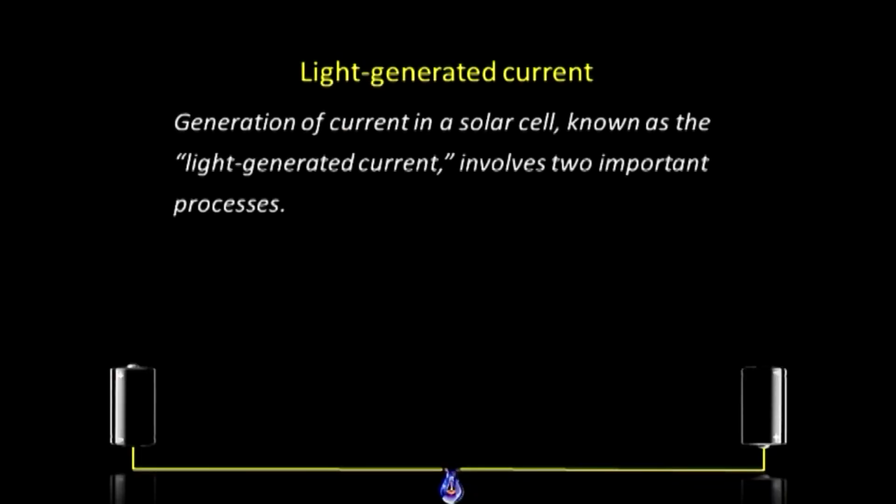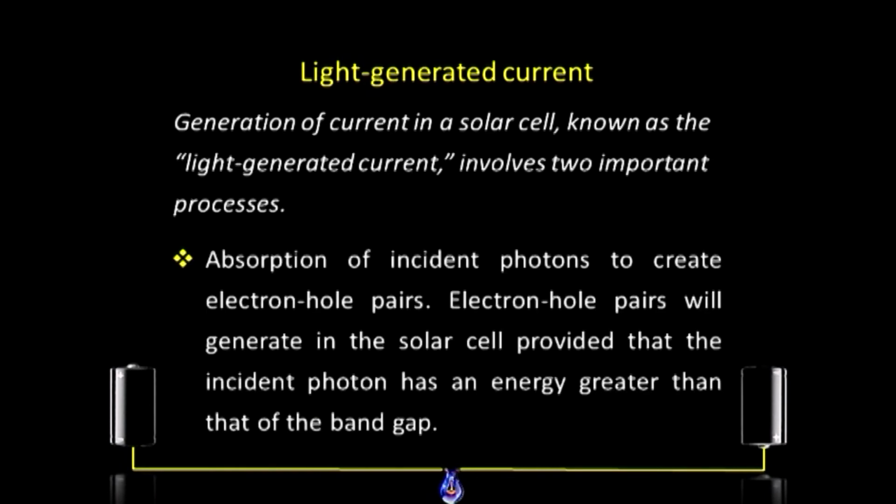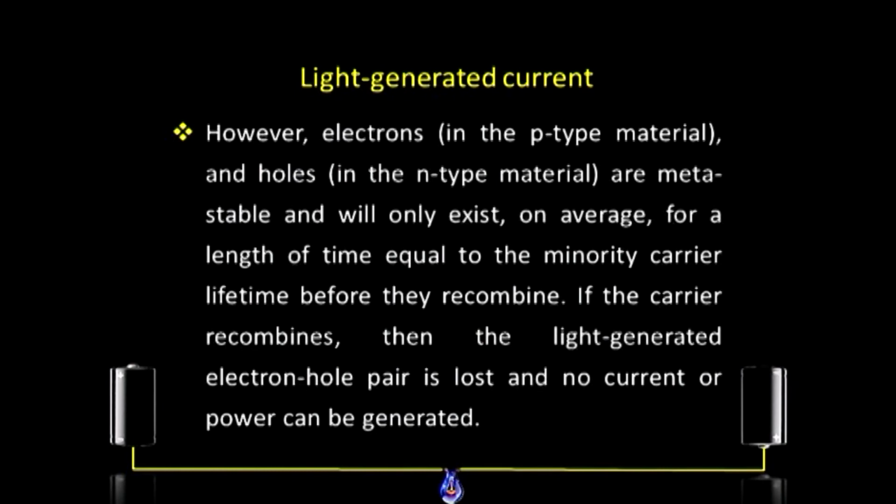The generation of current in a solar cell is known as the light generated current. It involves mainly two important processes, that is the absorption of incident photons to create electron hole pairs, across the P and N junction, and these electron hole pairs will be generated in the solar cell provided that the incident photon has an energy greater than that of the band gap. However, electrons in the P type material and holes in the N type material are metastable and will only exist on average for a length of time equal to the minority carrier lifetime before they recombine.